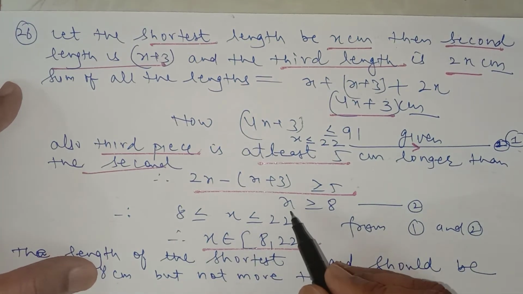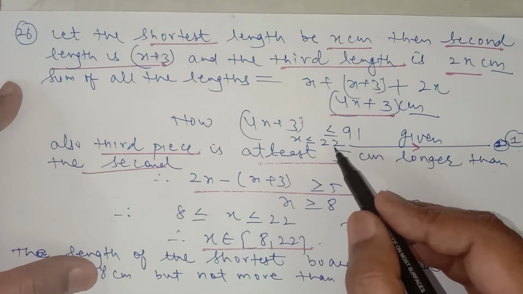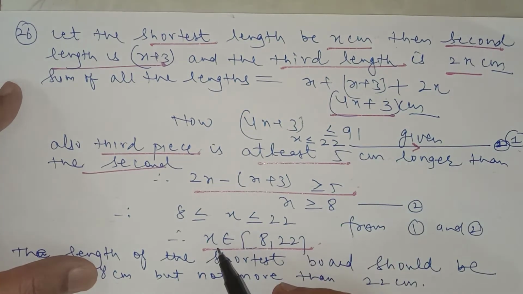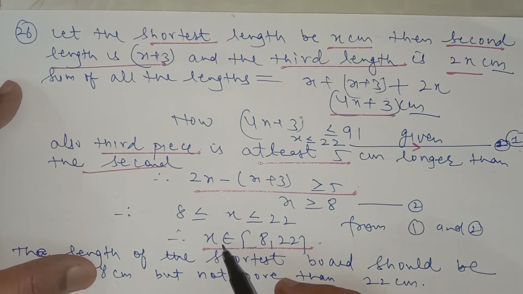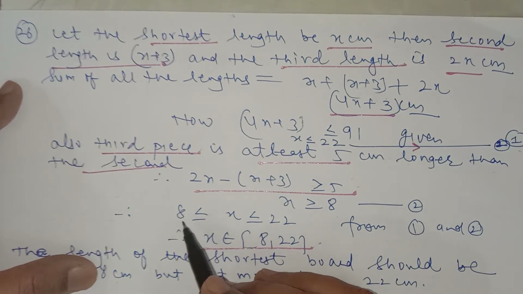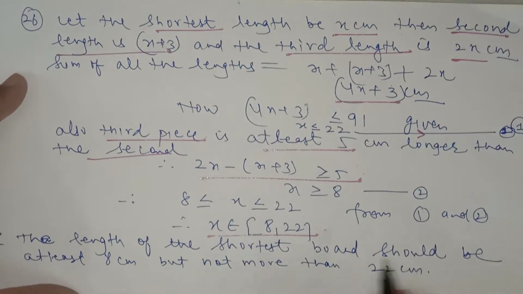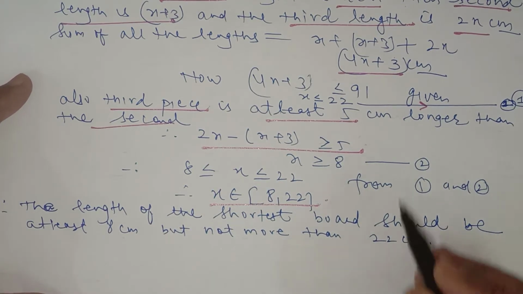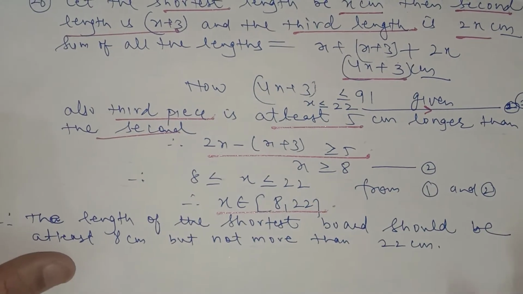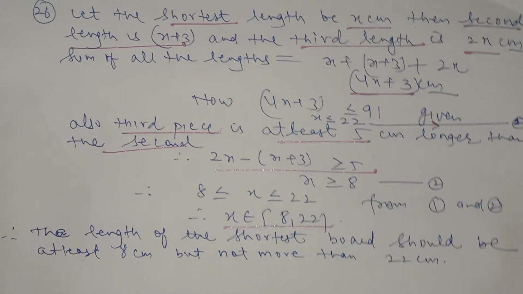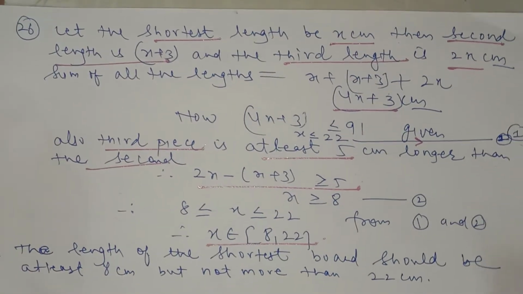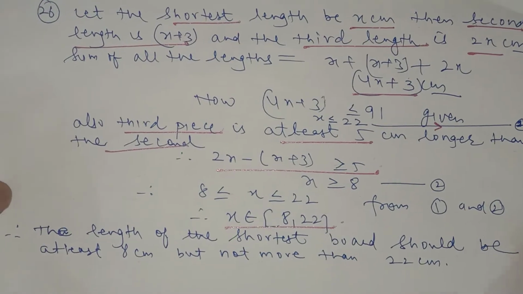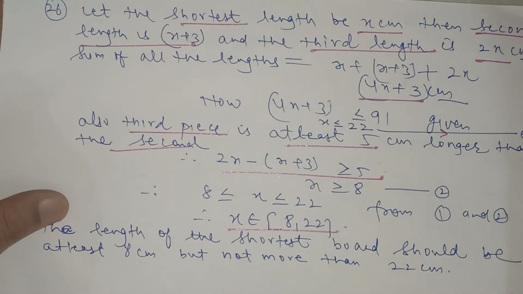So the length of the shortest board is greater than or equal to 8 and less than or equal to 22. So the length of the shortest board will lie from 8 to 22. It should be at least 8 but not more than 22 centimeter according to the given condition of the question. So these are some word problems based on the linear inequalities in this exercise 6.1.